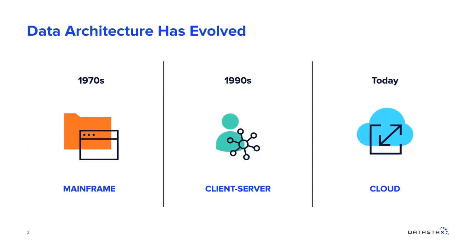In the 90s, we then saw the introduction of the client-server model, which was really a distributed application structure that supported new things like email and what we used to refer to at the time as the World Wide Web. And of course, now it's all about cloud. But what does this mean for your data architecture? Let's take a look at an example.